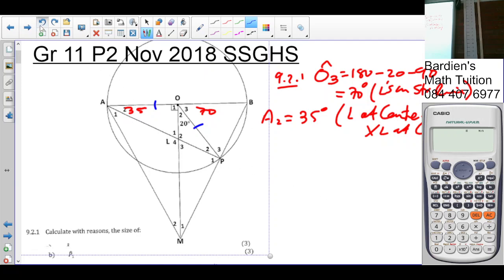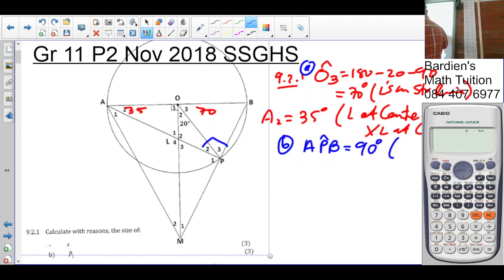So for P1, I already indicated that that's 90 degrees, not so? So this is now P. It was A. So angle APB is equal to 90 degrees. Why? Angle in semicircle. Alright, so P1 should also be 90 degrees. Why? Angles on a straight line.